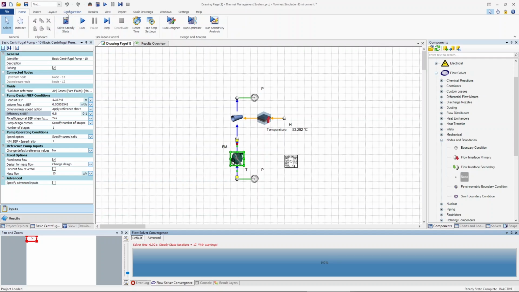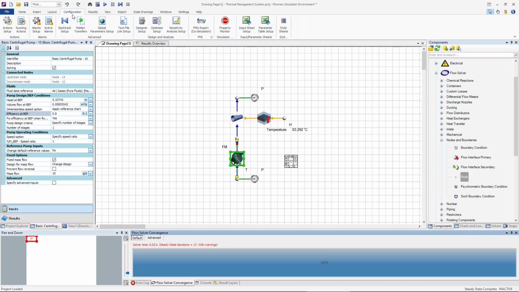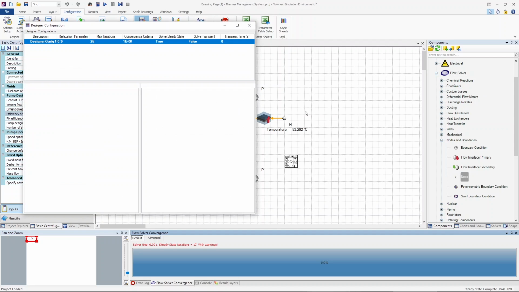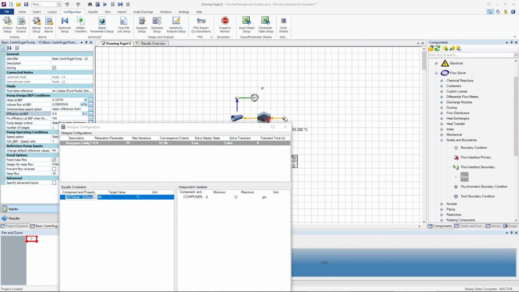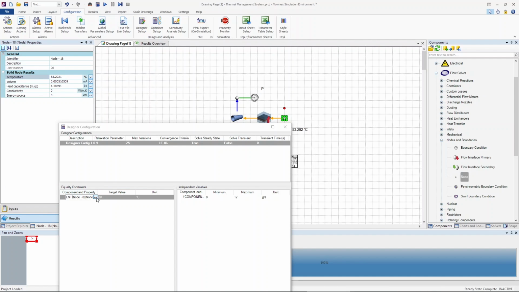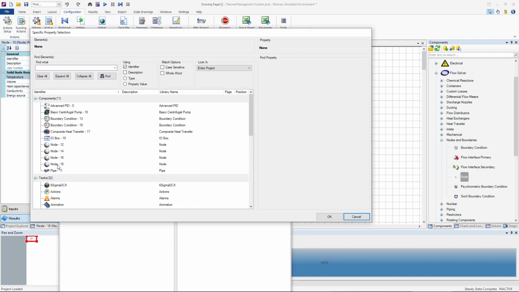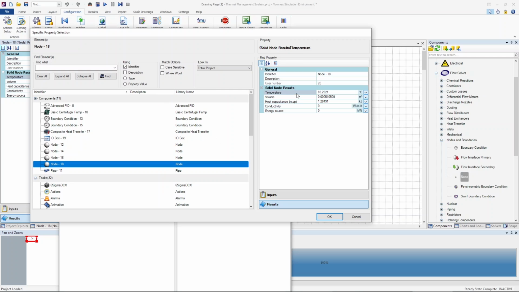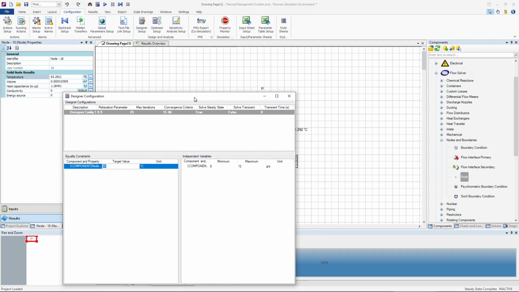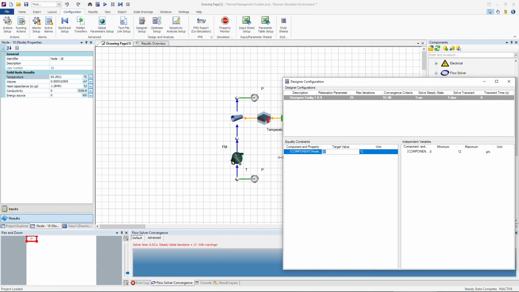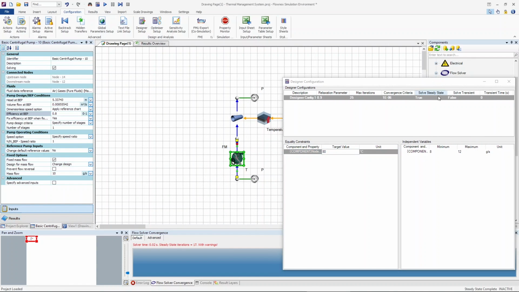So what we can do, Flownex does give you the ability to design for a certain condition, and I've already set up a designer configuration. And let's just redo this. We essentially want to keep this node, which is node 18. We can specify node 18 and its temperature, and we want to define it or get it as 80 degrees Celsius by changing this component, the centrifugal pump number 10.